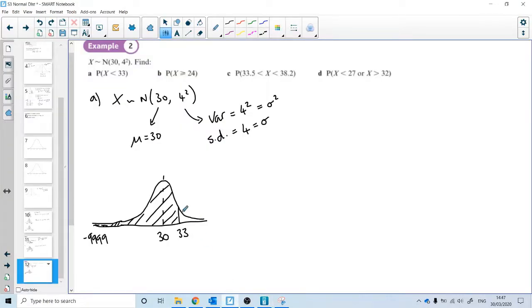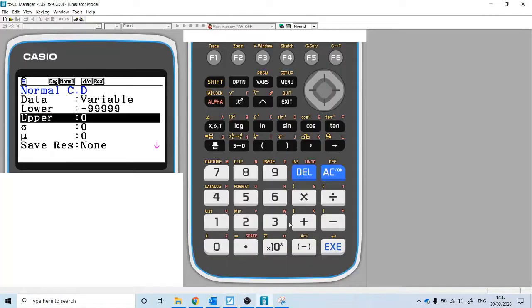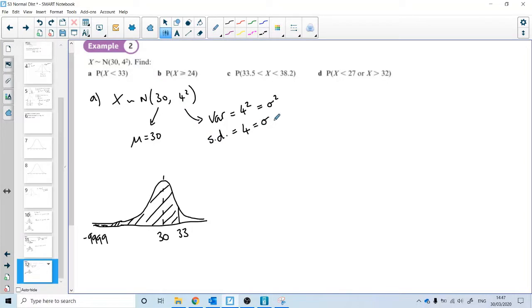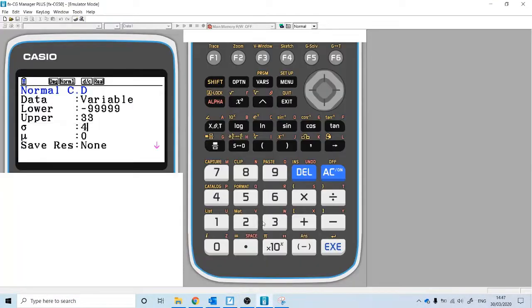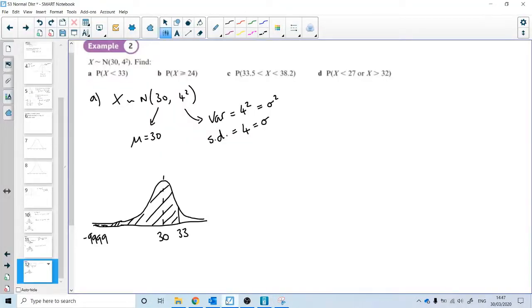As our upper x value, we want to go up to 33, and we want what's the probability of x being between these two values. For sigma, our standard deviation, we put 4, and our mean is 30. So we get 0.773. And this makes sense because we know that we're past 30. To the left of 30, the area is a half, 0.5. So we can just check quickly, we've got a probability greater than a half.